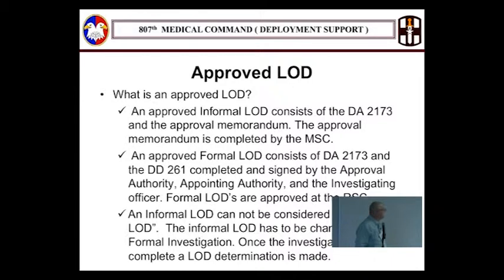Next slide. An approved LOD actually consists of the 2173 and a memorandum. On informals, they can be approved at the MSC level, the OFTS command level. Formals actually will go to the RSC for approval. So the 2173, the findings from the investigating officer, all the appointing memorandums, and the investigating officer's findings will then be forwarded to the RSC, who vets it through JAG, through their surgeon cell, and then they make a decision. And again, the more evidence we can collect and find showing the diagnosis, that's the supporting documents we need.